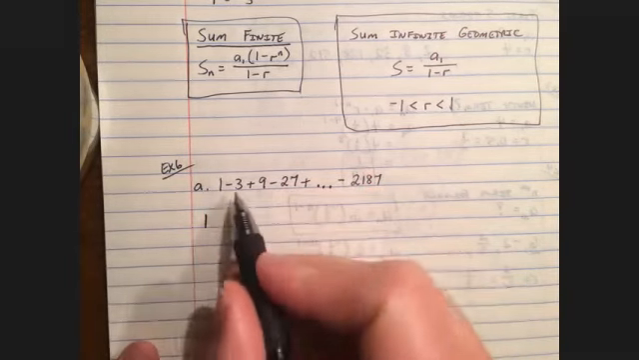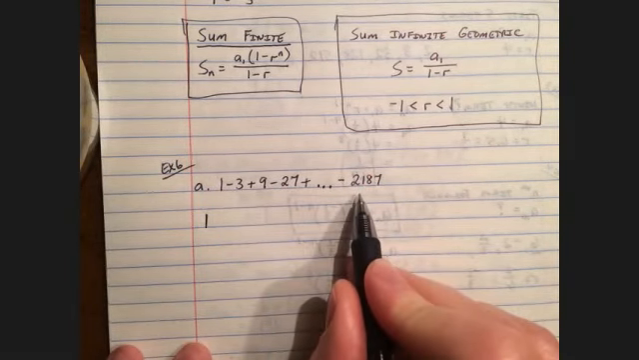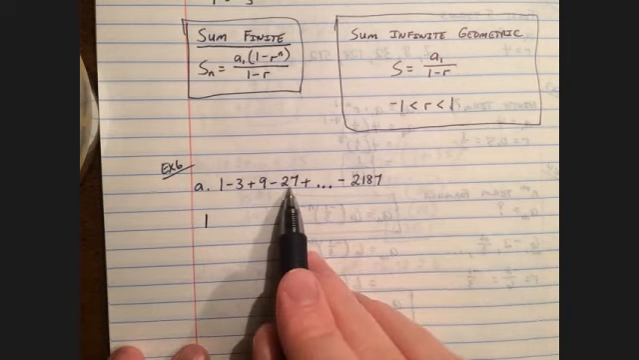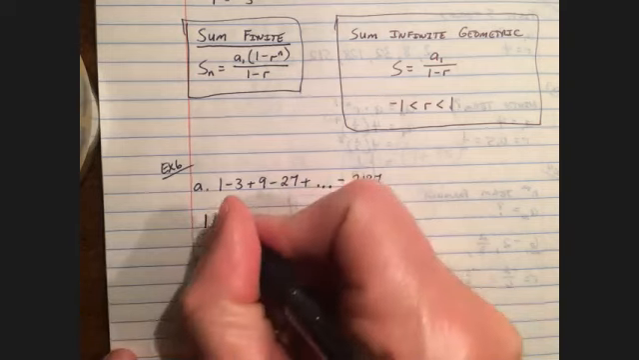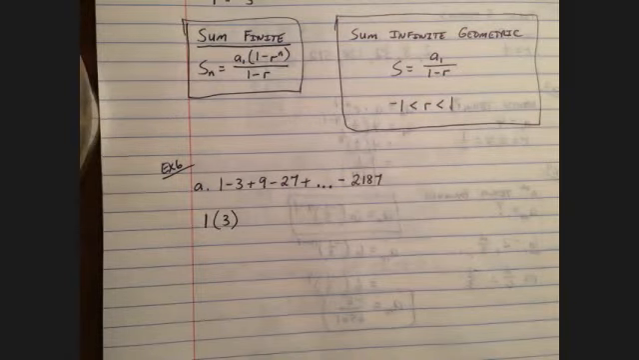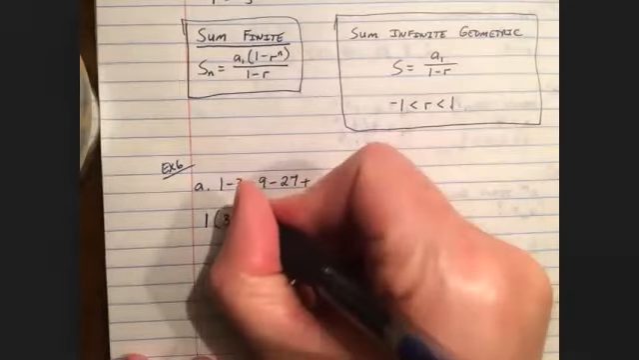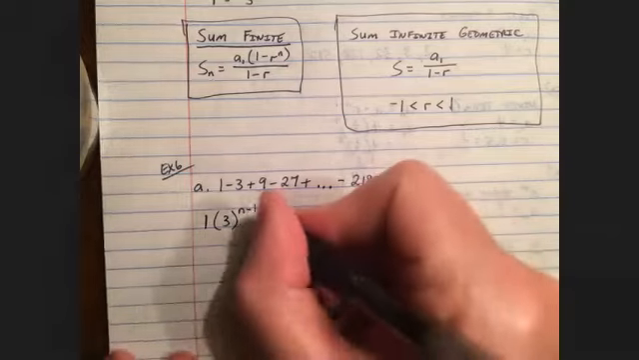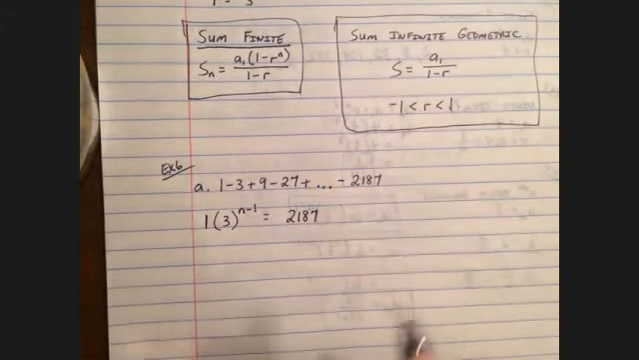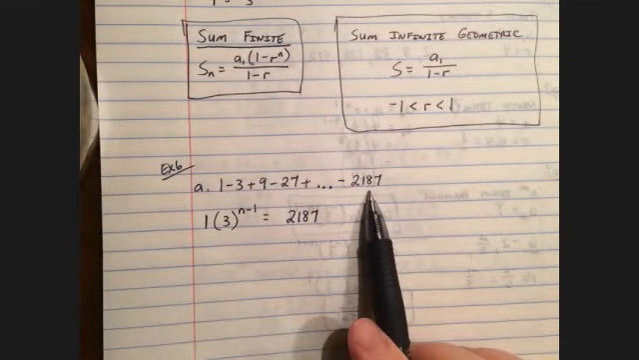I'm just going to approach it as if these were all positive terms, because the sign doesn't really make any difference as far as how large that number happens to be. So 1 times 3, because our common ratio is 3, and we're trying to figure out what n is. We don't know, so it's just n minus 1. Okay, and we're saying, well, 2,187 is the last number in that sequence of numbers.